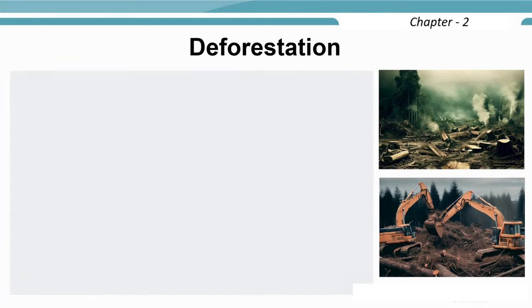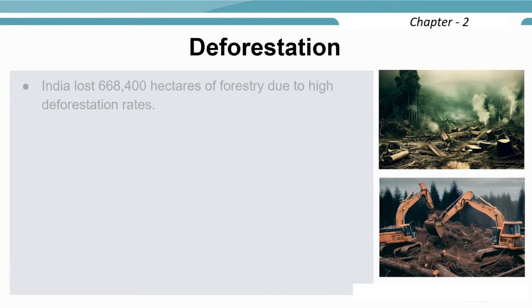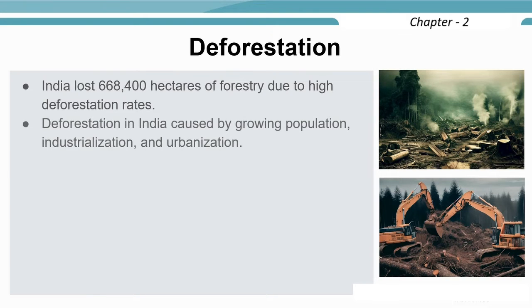Deforestation. India lost 6,68,400 hectares of forest area due to high deforestation rates. That's a significantly high amount. Deforestation in India is caused by growing population, industrialization, and urbanization. Because of growing population, there is higher demand for food, and therefore agricultural areas are increasing and forest areas are decreasing.